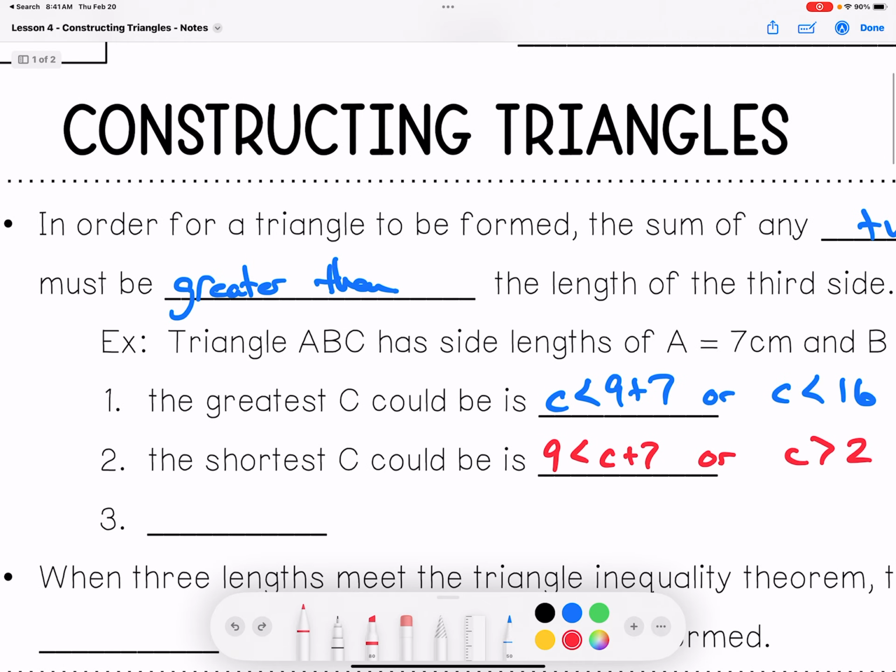So basically, C has to be greater than 2, less than 16. Greater than 2, less than 16. In this scenario.